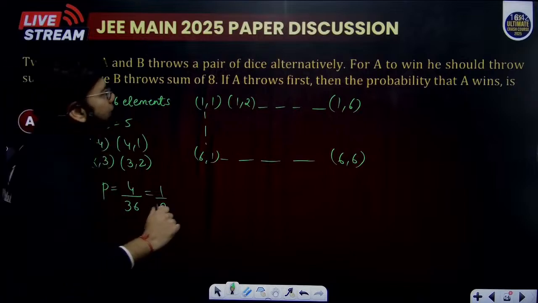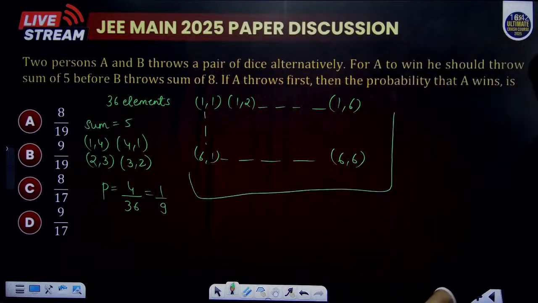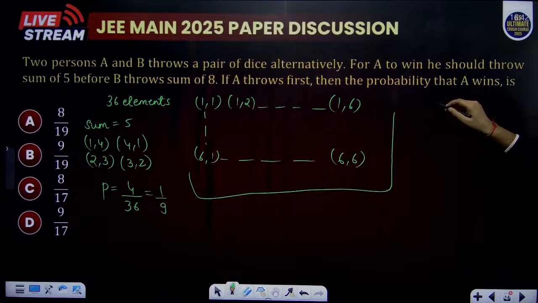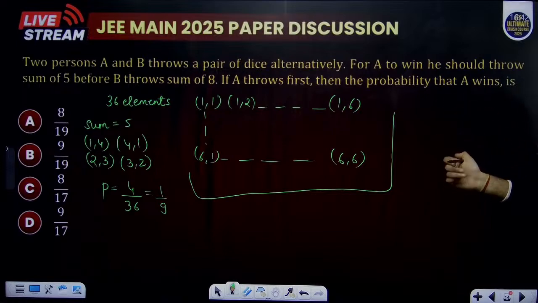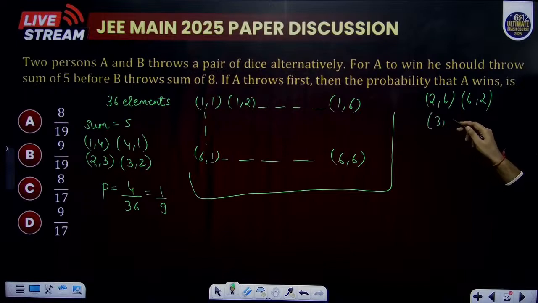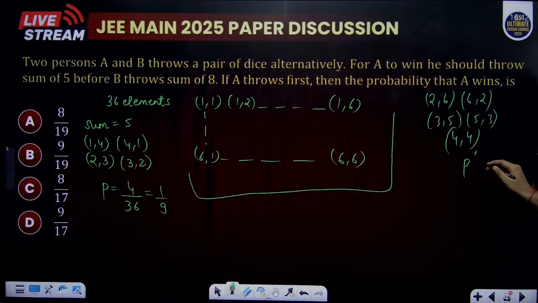Now B throws the sum of 8. What will be the probability of success of B? So now I want to throw the sum of 8. A sum of 8 can be given by 1,7, but 7 will not come on a dice. So next will be 2,6. 2,6 is there, so 6,2 will also be there. Then 3,5, so 5,3. Then 4,4. These 5 possibilities are there to get the sum 8. So the probability of success of B, P dash, will be 5 upon 36.